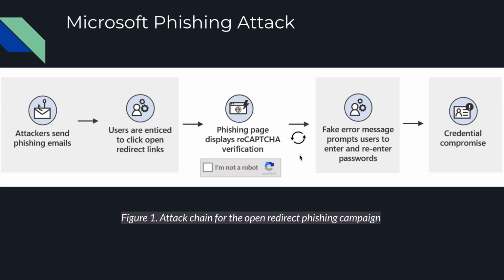This is a visual example or rundown of how the Microsoft phishing scams work. Above is an attack chain for the open redirect phishing campaign. So this is pretty much how it went. First, the attackers sent phishing emails impersonating Microsoft using an email similar to that of the actual company. Users were then enticed or persuaded to click redirect links. This was done by using the common methods we mentioned before, adding a sense of urgency, and or making offers that seem too good to be true.